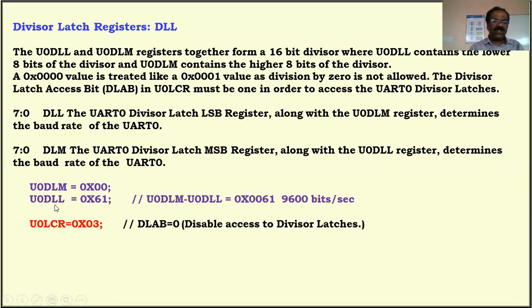Therefore, once you execute this particular statement, what happens? It's going to configure UART 0 for 9600 bits per second. You can transmit or receive bits at this speed. Then after this configuration, the generation of the baud rate is completed. This job is completed.